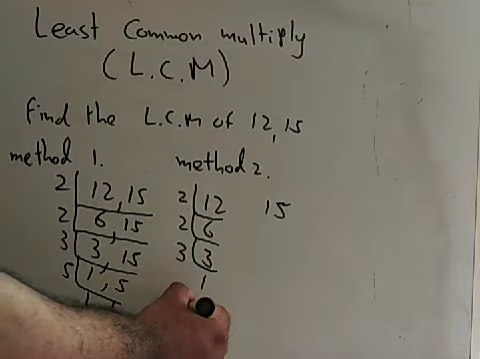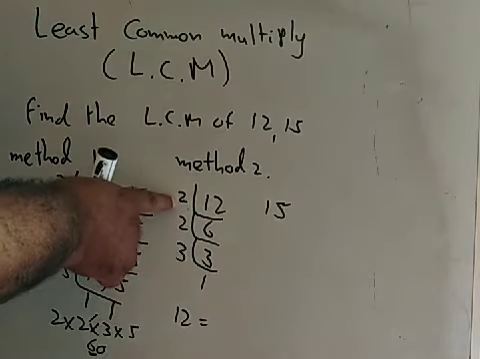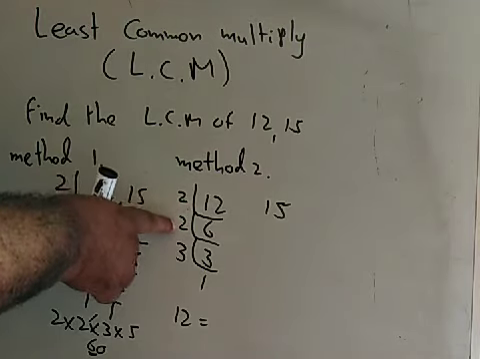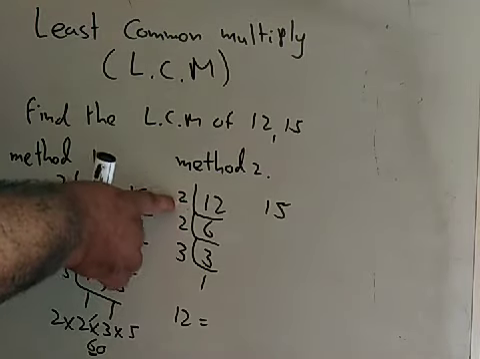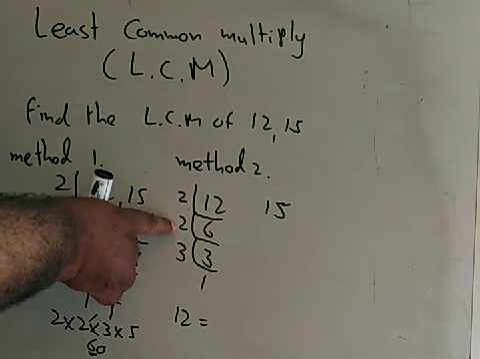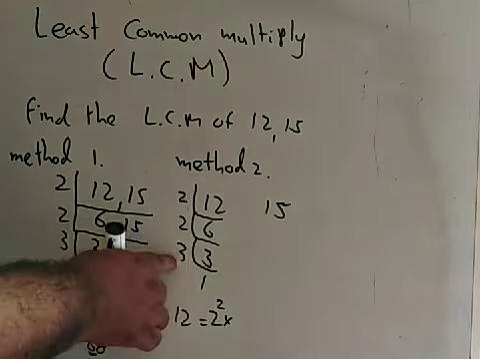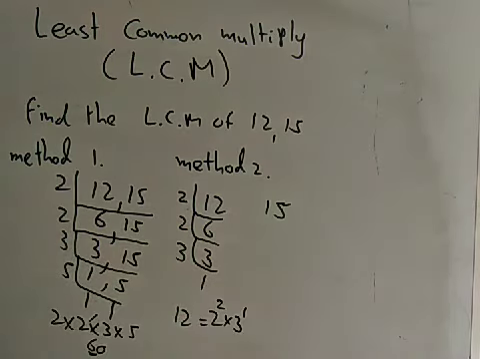Then 12 you can write as follows. Look at this. How many 2's are there? 2 into 2, there are two of them. As an index, when 2 is multiplied by 2, you can write 2 to the power 2. Then only one 3, so 3 to the power 1.